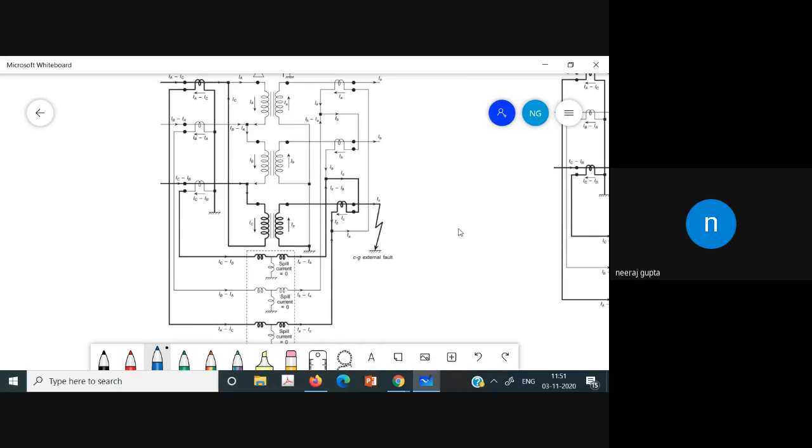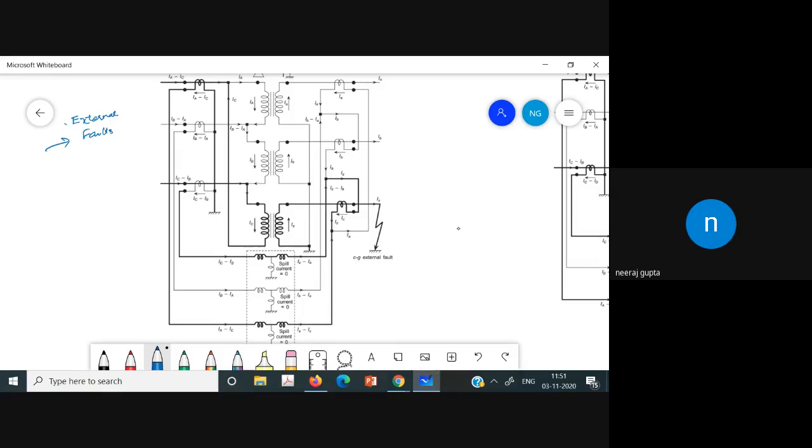Now let us consider the external fault. Let us do the analysis for the external fault. The main idea is that it should not act for external faults. So now let us suppose there is a fault in terminal C, which is outside the zone of protection.